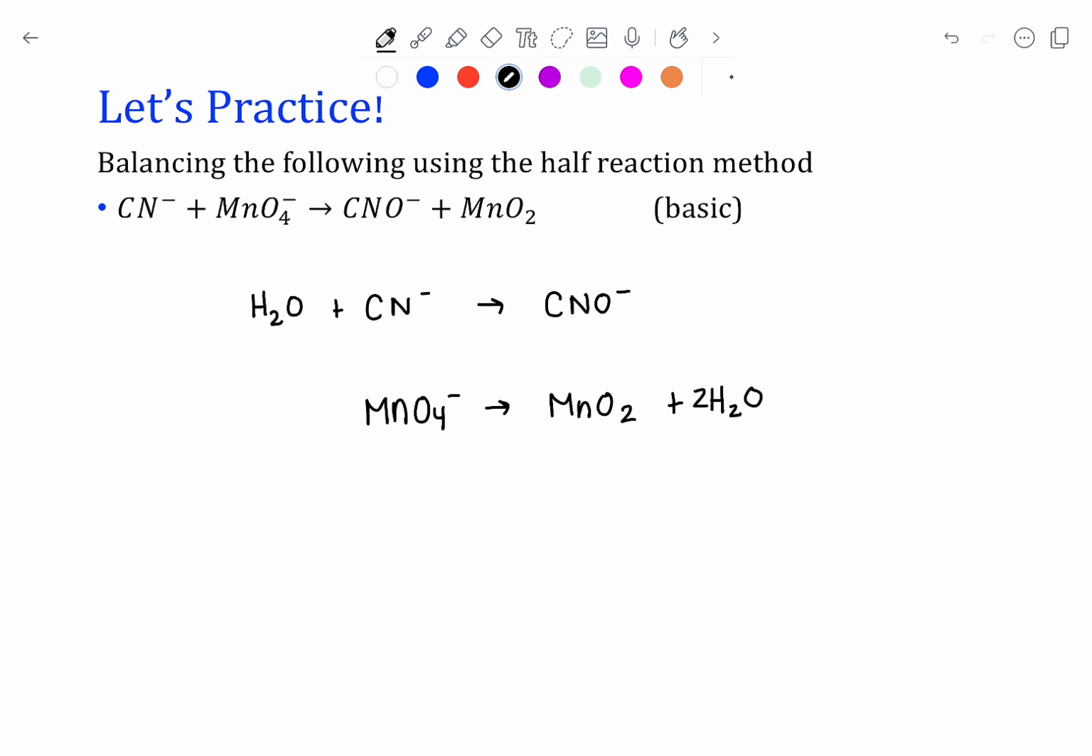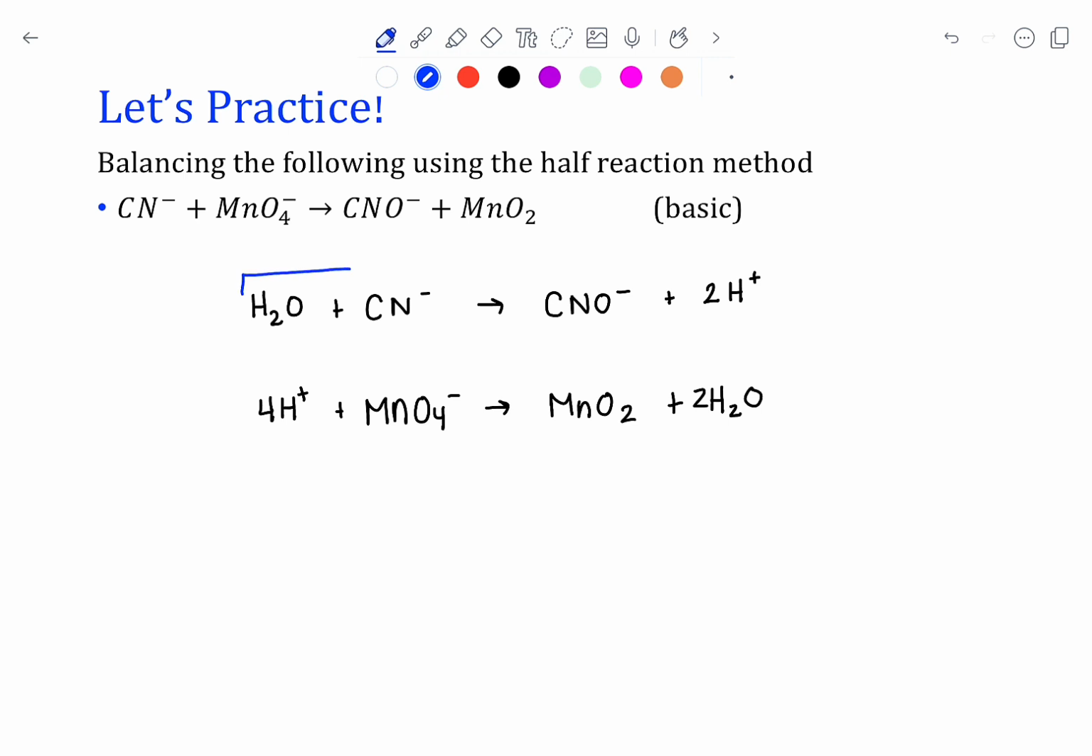Our next step is to balance out hydrogens with H pluses. So in our first reaction, we have 2 hydrogens on our reactant side and none on our product side. So we need to add 2 hydrogens to our product. And for our second reaction, we have 4 hydrogens on our product side and none on our reactant side. So we need to add 4 hydrogens to our reactant side. So now we are all balanced in our number of atoms and molecules, and now we just have to balance for charge. So our next step is to use electrons and balance for charge.